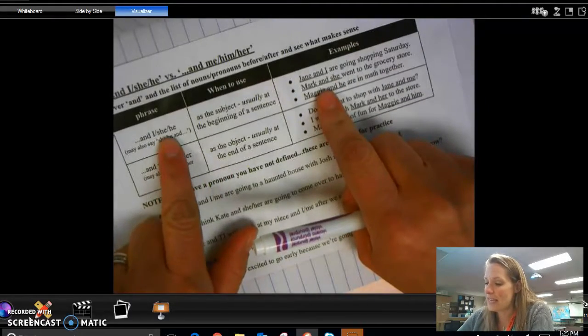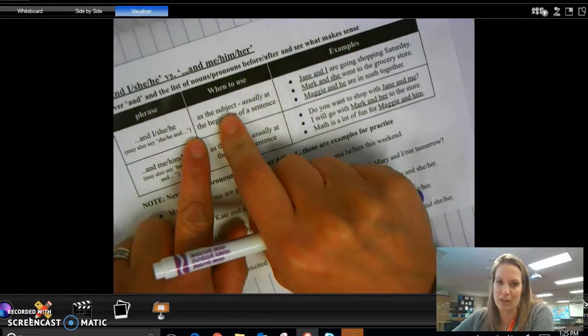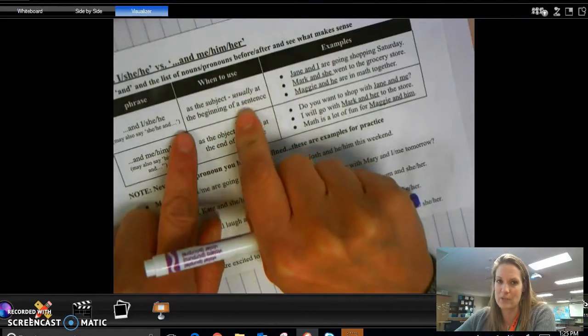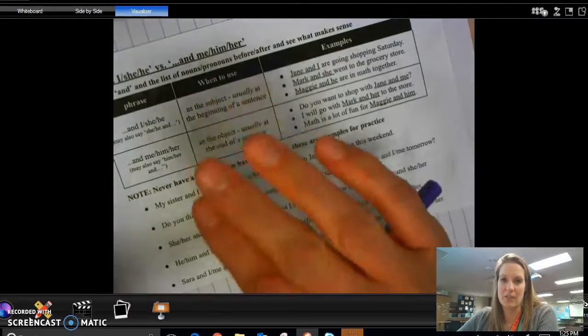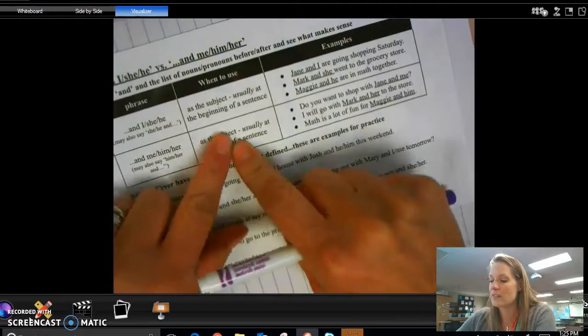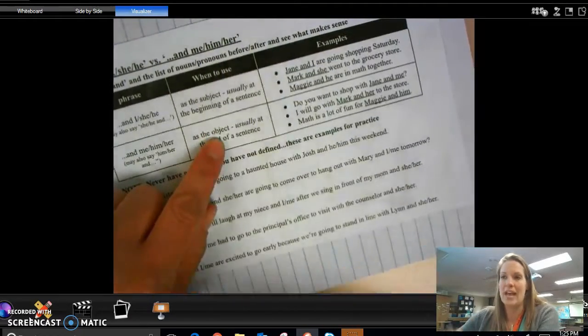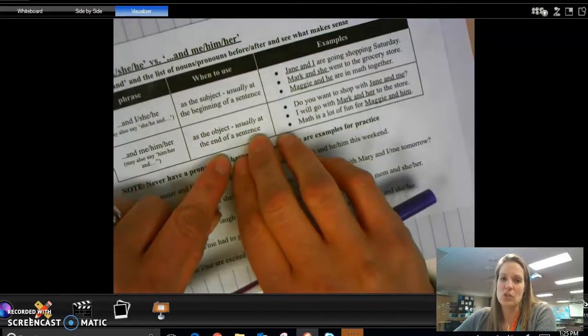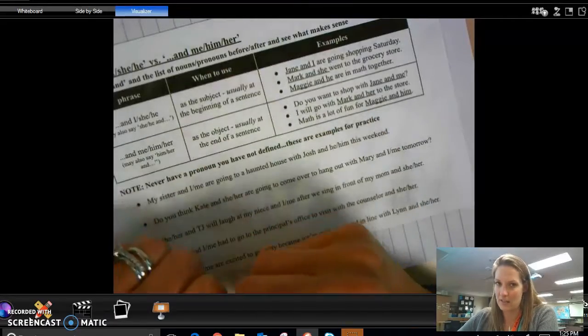So we have I, he, and she. These are the subject, which is who the sentence is about. This is usually when you have the list at the beginning of a sentence. We have me, him, and her. This is the object, who the action is happening to. And this is usually if you find something at the end of the sentence.